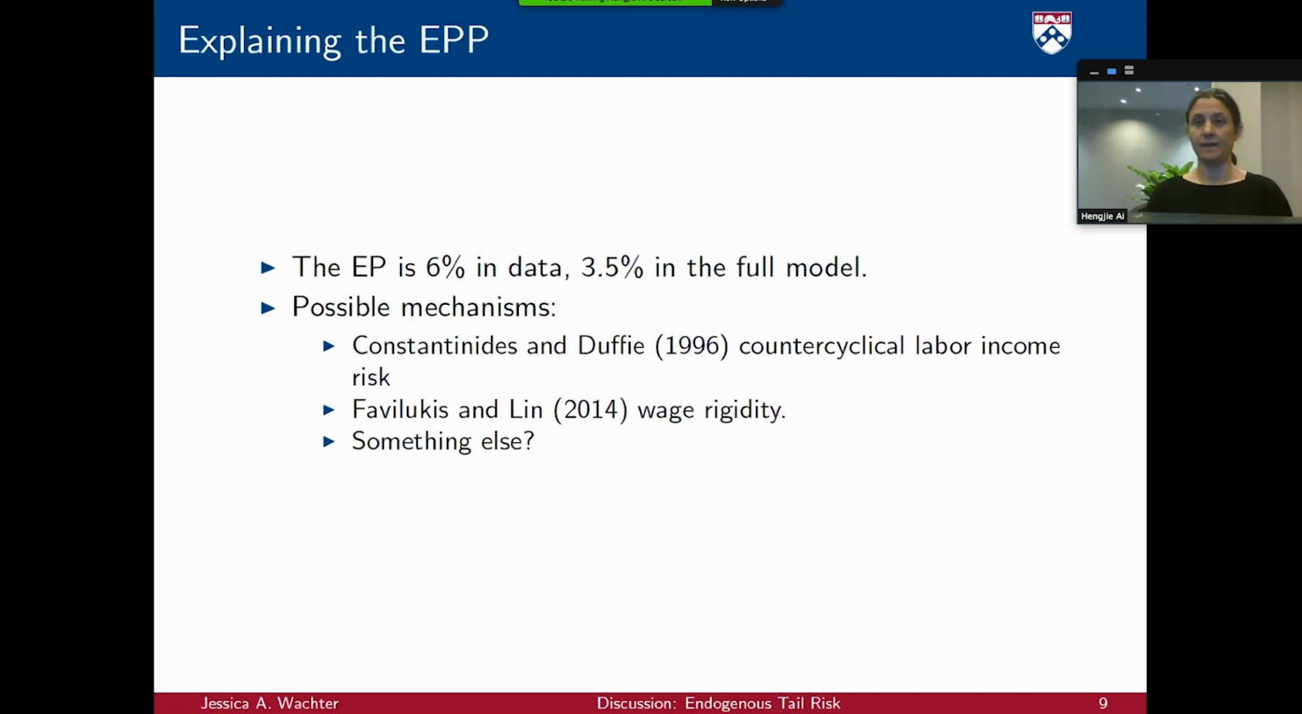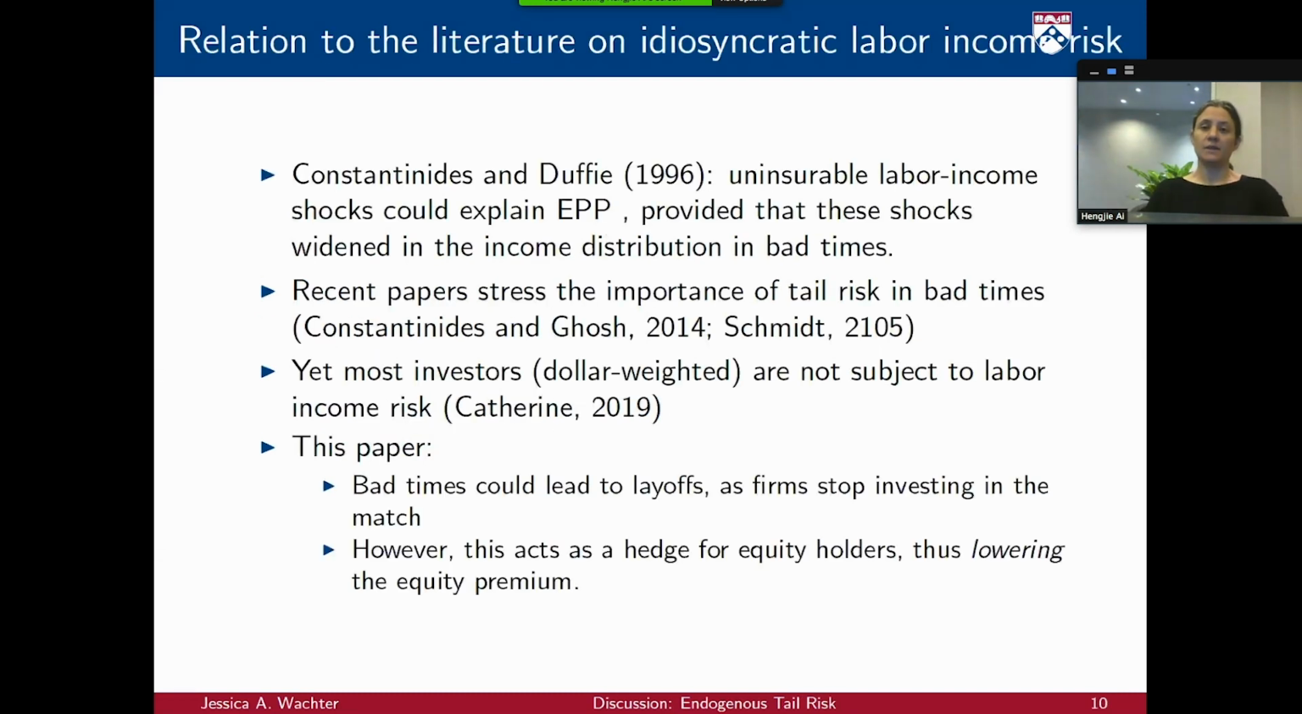The first thing I thought is that maybe this is like Constantinides and Duffie's counter-cyclical labor income risk. And there is a parallel here, but it's really not exactly the same. The idiosyncratic labor income risk story is that workers face idiosyncratic labor income risk. They don't want to invest in equity because their idiosyncratic risk worsens in bad economic times when equity goes down in value. This is not exactly what's going on here, because workers actually don't invest in equity. It's a limited participation model. Only the equity holders invest in equity. So this can't be what's happening.